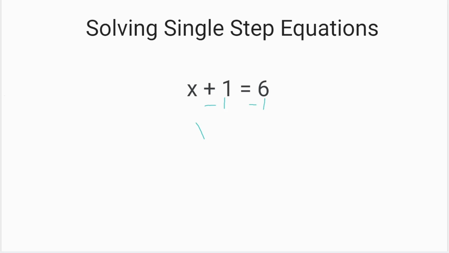Doing so will leave our x by itself on the left, and we have 6 minus 1 on the right, which gives us 5. And that's all there is to it. Just understanding and figuring out what is the opposite step that I need to do. Now I have a couple of examples for you to try as well to see if we really understand it.